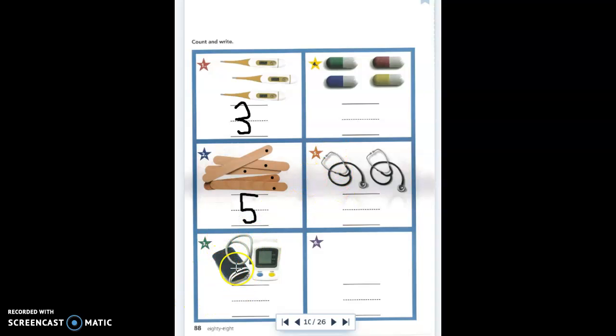For 3, I just have this one thing. So I just need to put 1. That's a blood pressure checker, an arm thing. I don't know what the official name of that is, but that's what it is, and there's only one of them, okay? For number 4, I have 4 pills. I'm going to represent that with this symbol, 4. Here I have 2 stethoscopes. And in number 6, what do I have? I have nothing. I represent nothing with the number 0. And that's all that there is for today.